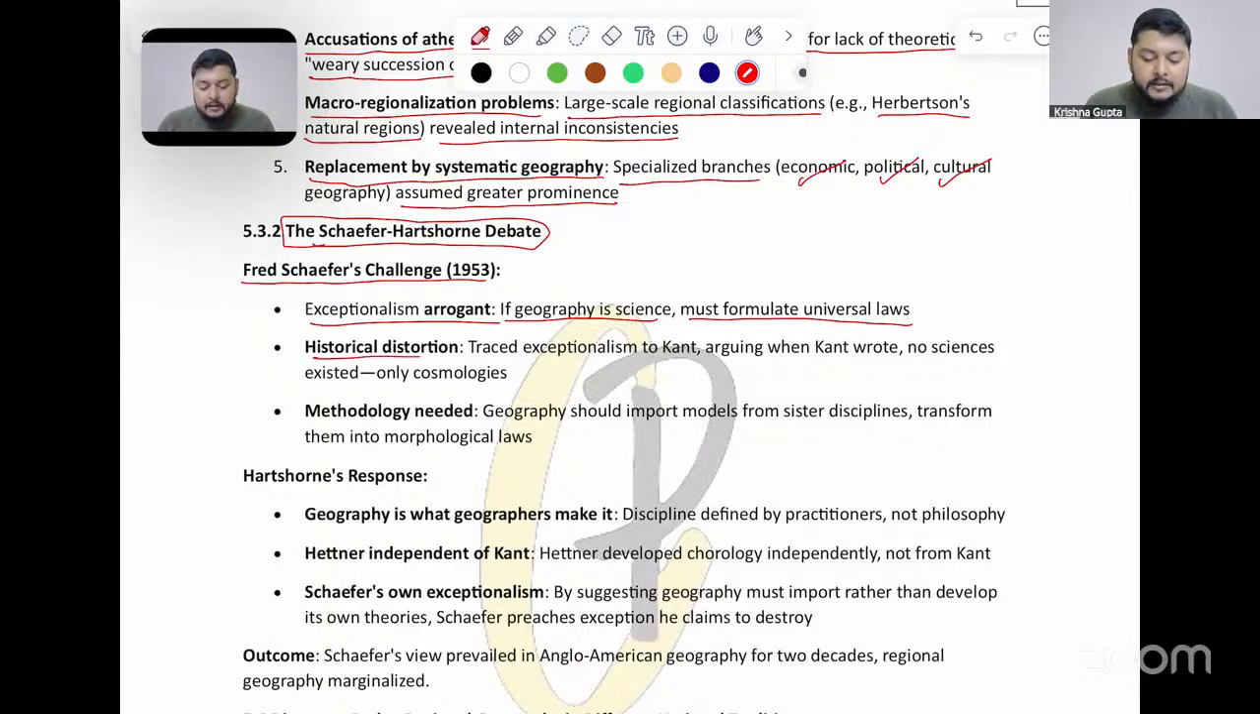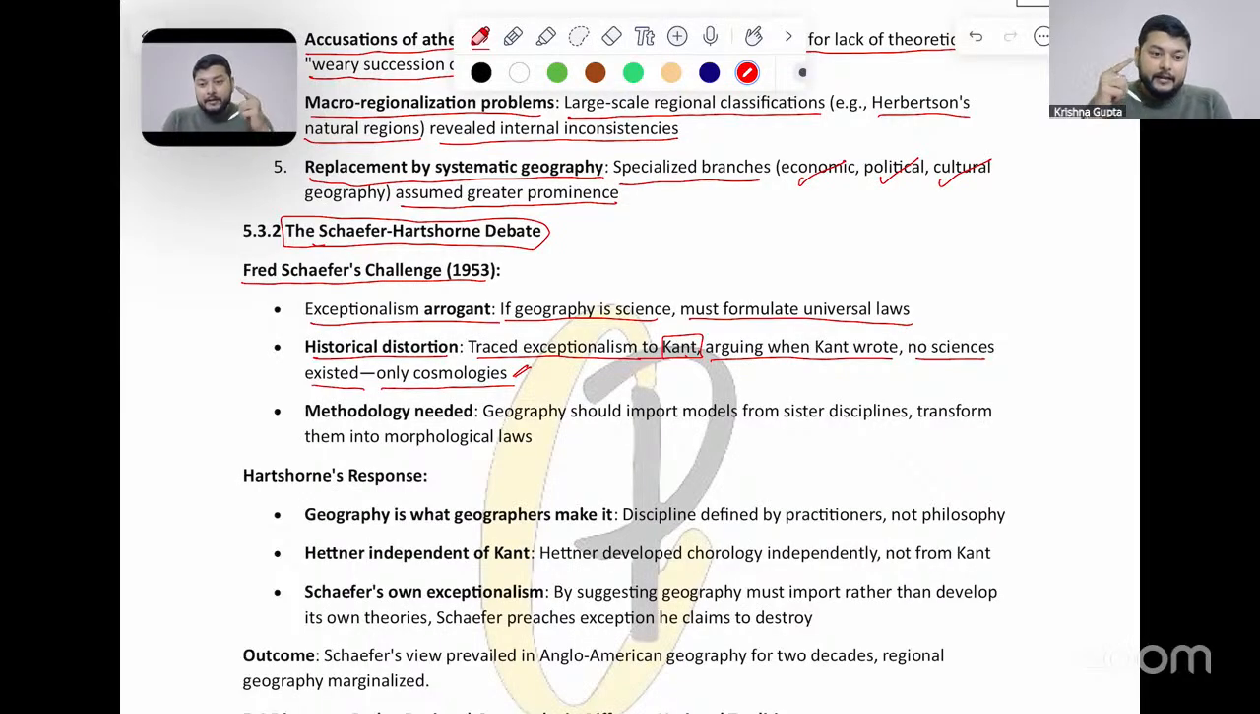Okay, next, the historical distortion. He traced exceptionalism to Kant, as we've seen in the previous part, arguing that when Kant wrote, no sciences existed, only cosmologies. So this was one of the arguments given about Kant. Kant also gave the Kant-Laplace theory of the formation of the universe. Whatever Kant did, he did from the knowledge and studies he had at that time, so he was taking everything from the view of cosmology. Cosmology is one subset of science, where we study the phenomena occurring in the universe.